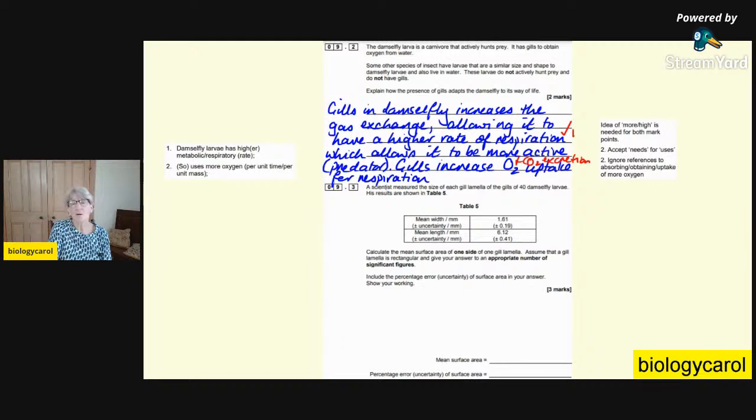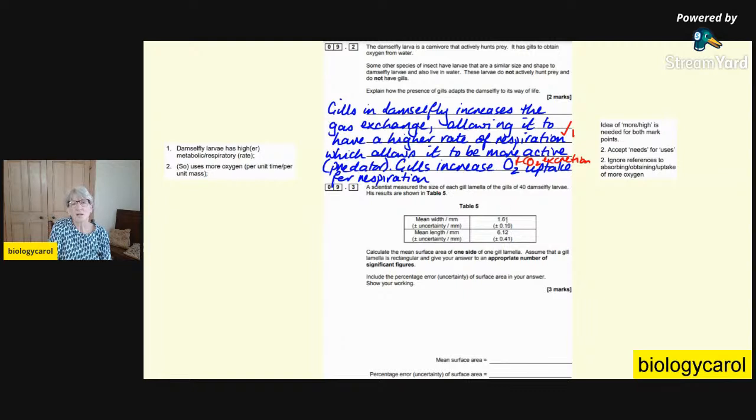So I only got mark 0.1 because I didn't give myself mark 0.2. I'm pleased I didn't, because these brackets, I don't think I'd have got this mark 0.2 because they really wanted you to be saying it in the context of per unit time or per unit mass of the animal. And I simply didn't at all. And it says here, ignore references to uptake of more oxygen, which is what I have said. So I only got one mark out of two there.